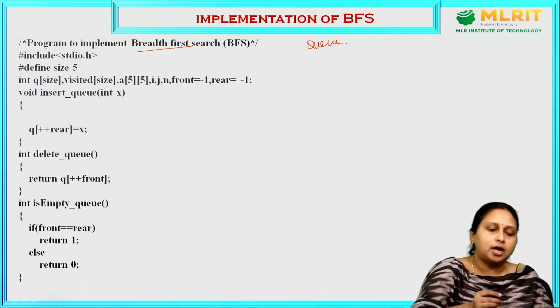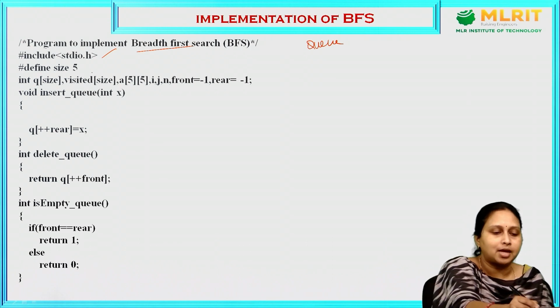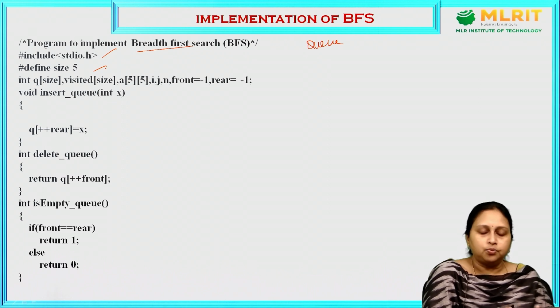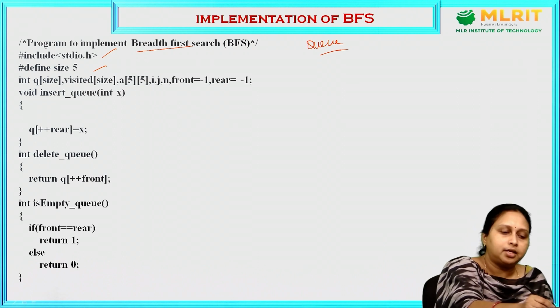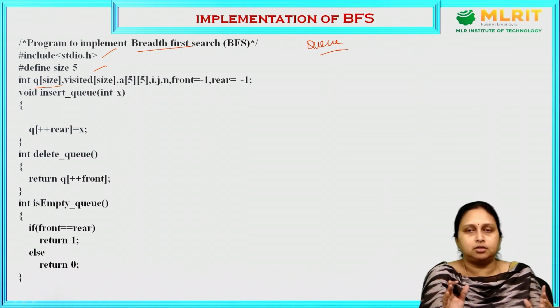As usual, we require the header file stdio.h and the size to be defined. Here I am taking the size as 5. Now we require a queue here, that's why we are taking the queue of size 5. Based on this, you will know that the size of the queue will be 5, and we can store up to 5 vertices in that queue.